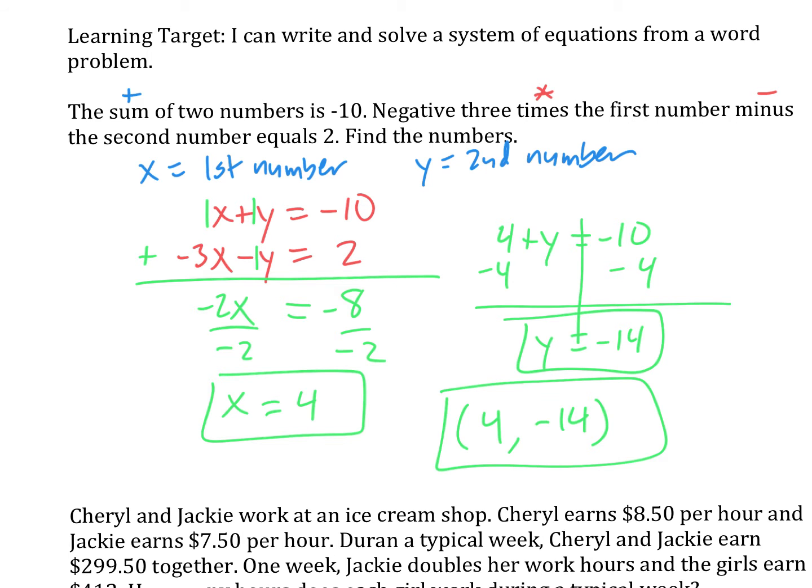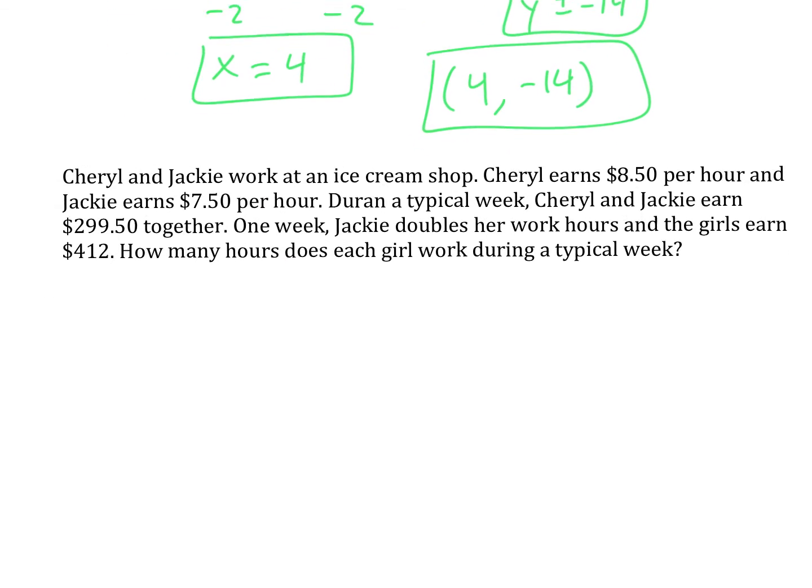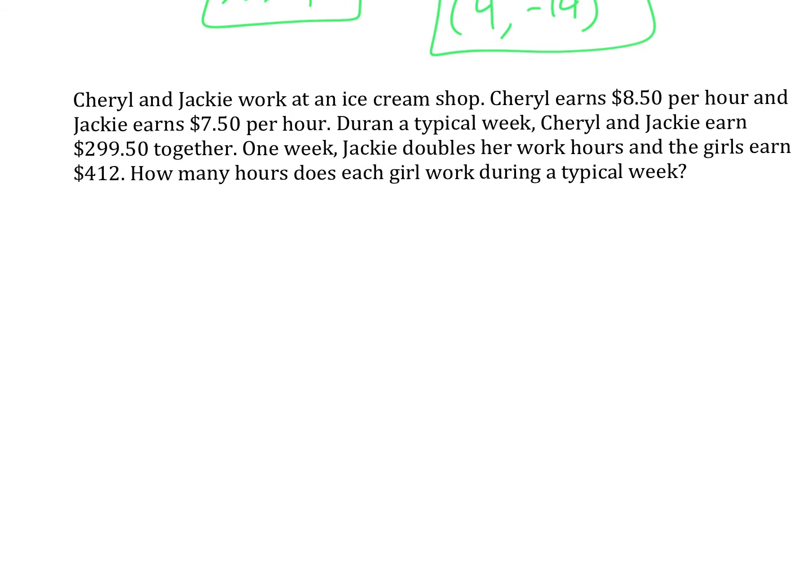All right, let's look at this next one. Next situation here. Okay, we have Cheryl and Jackie work at an ice cream shop. Cheryl earns $8.50 per hour and Jackie earns $7.50 per hour. During a typical week, Cheryl and Jackie earn $299.50 together. One week, Jackie doubles her work hours and the girls earn $412. How many hours does each girl work during a typical week?